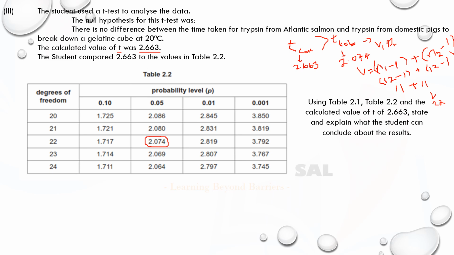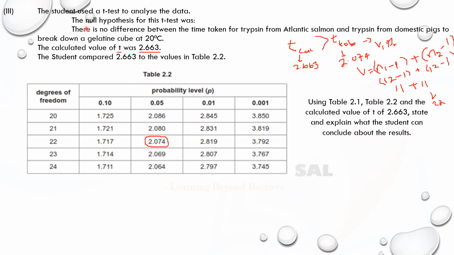Remember, our decision says if T cal, the calculated value, is greater than T tab, reject the null hypothesis. Simple. So T cal is 2.663. Is it not greater than 2.074? This is greater than this. So what are we going to write here? That the calculated value for the t-test is greater than the critical t value for critical probability of 0.05, which is this. So it's greater than it. Therefore, reject the null hypothesis, and therefore there is a significant difference.